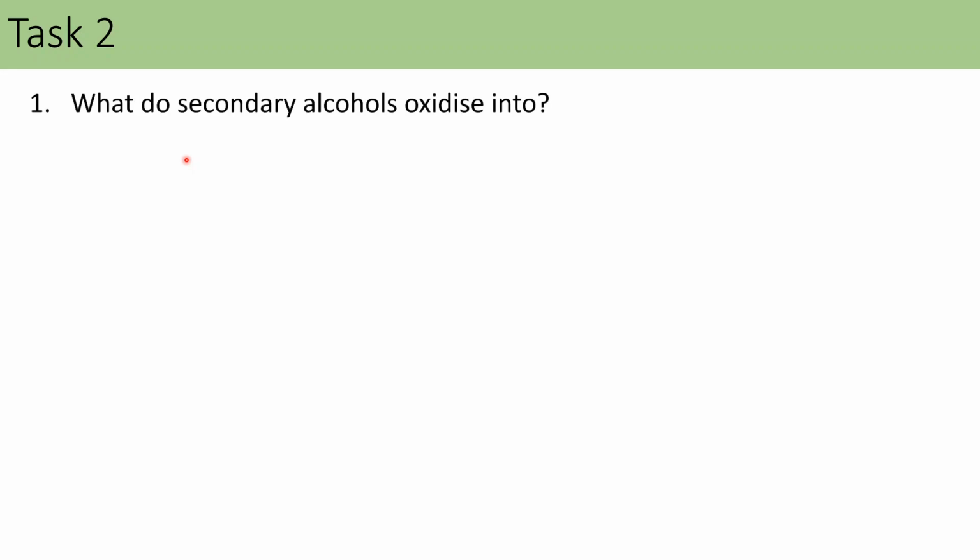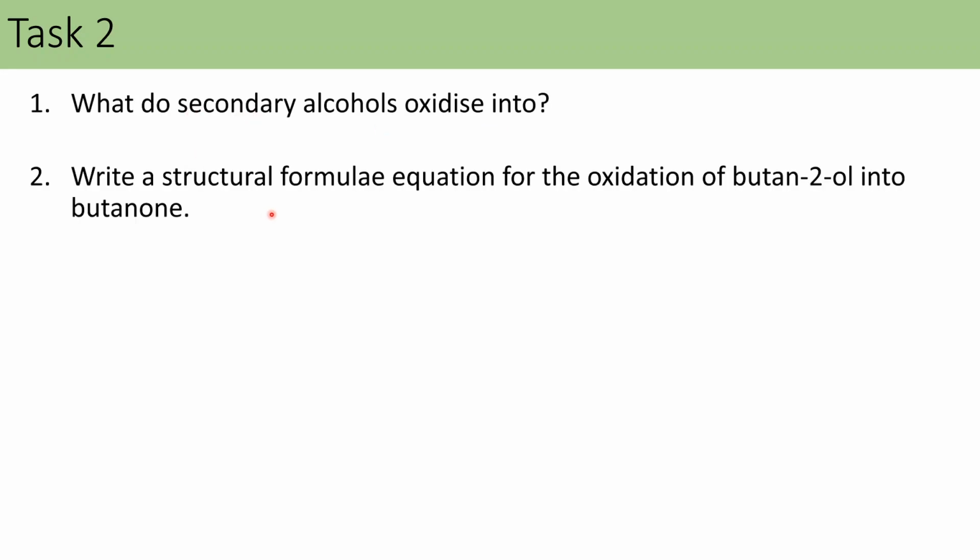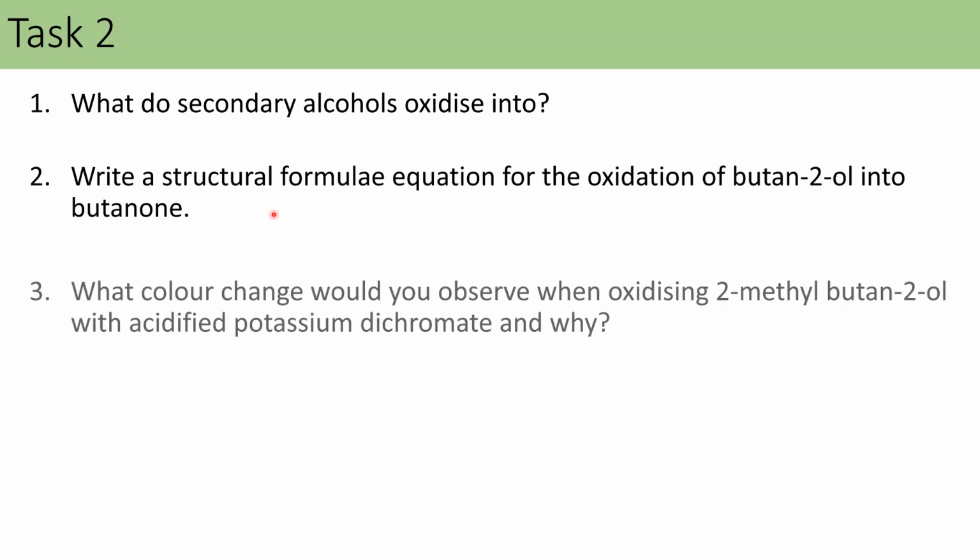So your next task, I want you to tell me what secondary alcohols oxidize into. Write a structural formula equation for the oxidation of butan-2-ol into butanone. Tell me what colour change you would get when 2-methyl-butan-2-ol is oxidised with acidified potassium dichromate, and explain that colour change. So if you could pause the video here, and answer those questions on your Google Doc, and then come back to the video and check and improve your answers.